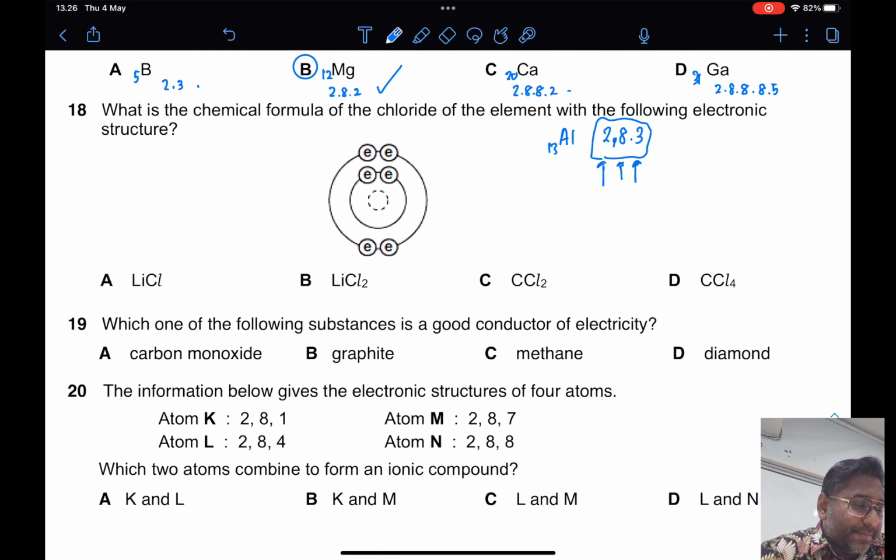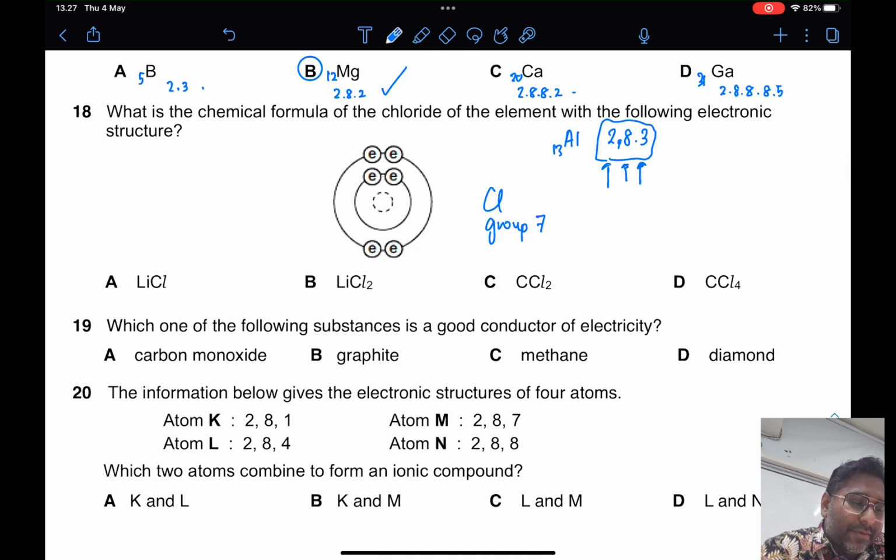Next, 18. What is the chemical formula of the chloride of the element with the following electronic structure? Chloride, Cl, or Cl minus. It's also in group 7. Chloride is going to be group 7.